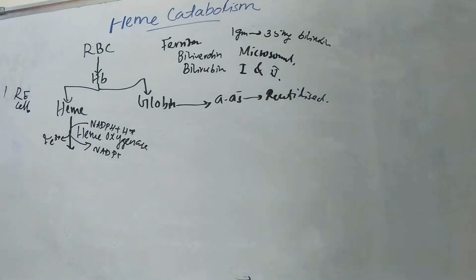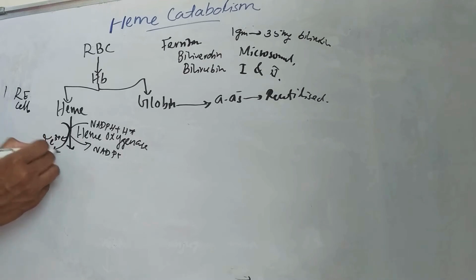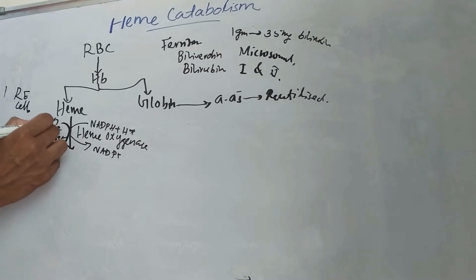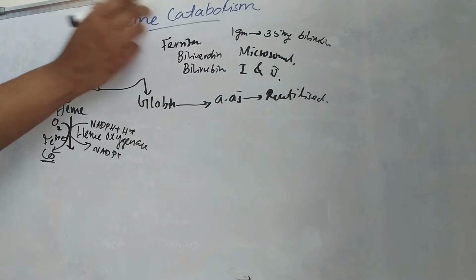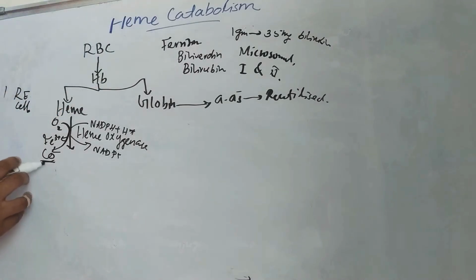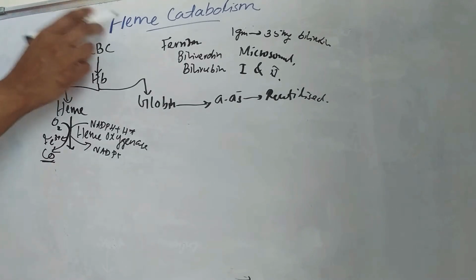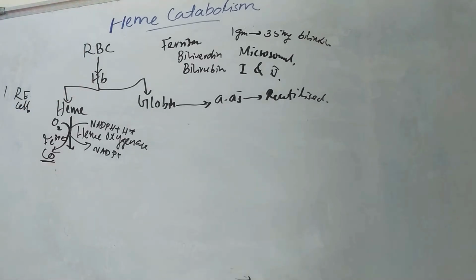This results in the loss of 1 carbon as carbon monoxide. Here 1 molecule of oxygen is added and there will be loss of 1 carbon as carbon monoxide. This is the only source of endogenous carbon monoxide synthesis in the body. The rate of elimination of carbon monoxide in the expired air is used clinically as an index of the rate of heme catabolism.